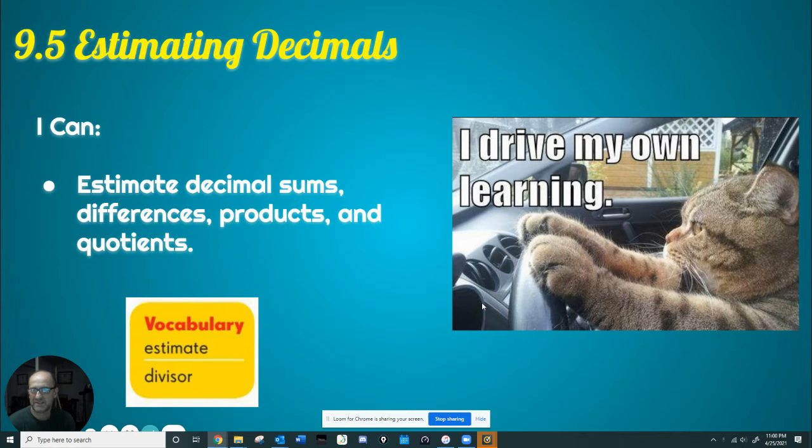Today we're going to be doing Lesson 9.5. There's a lot of slides, but I'm going to try and go quick. This one's all about estimating decimals, sums, differences, products, and quotients. Your four bigs right there. You should know the word estimate right by now, and divisor is the number you're dividing by. I also like to think of it as divider, but there you go. Divisor is the number you are dividing by. There you go. Let's move on.